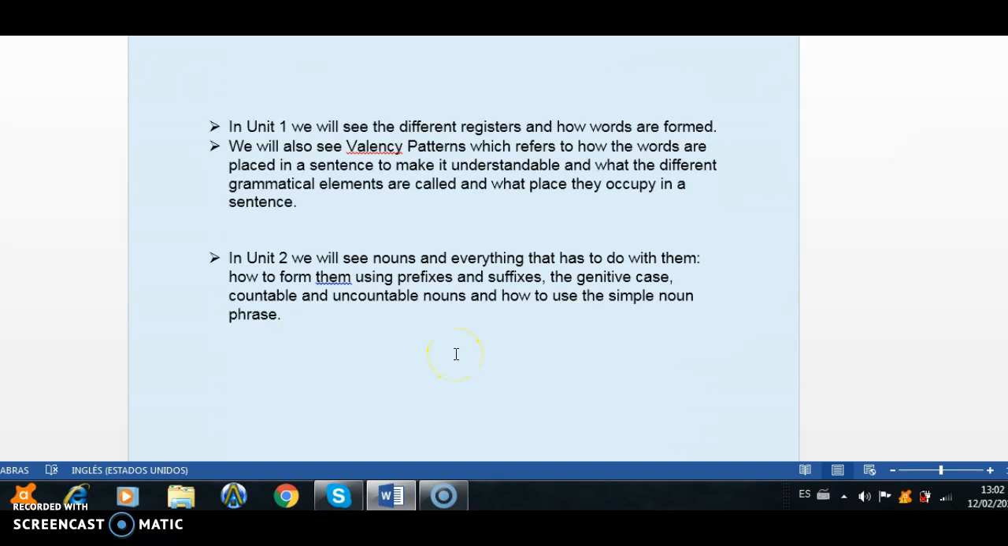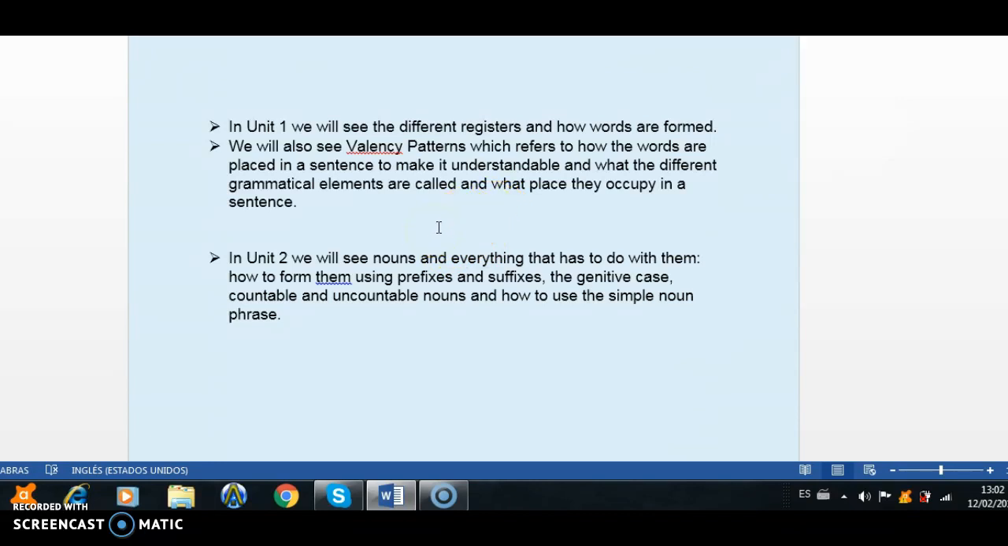And valency patterns refer to how the words are placed in a sentence. That is very important because in English you have a special order for the words, not like in Spanish where you can put the words in one place or another and they mean the same. Here you have to know what grammatical elements you are talking about and the place they occupy in the sentence.